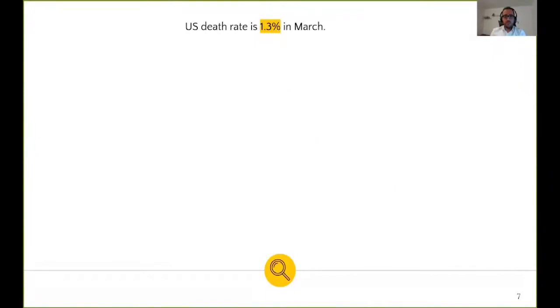So I'm going to do a quick walkthrough with the system. The system starts by inputting a certain claim: US death rate is 1.3% in March. Now, to make sure that the user inputs a statistical claim, we have a classifier which detects if the claim is statistical or not.